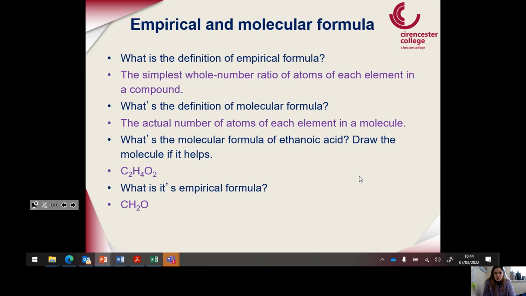So you're going to get CH2O. That can't be simplified any further, so that's the empirical formula. What about C6H6? CH as the empirical formula.